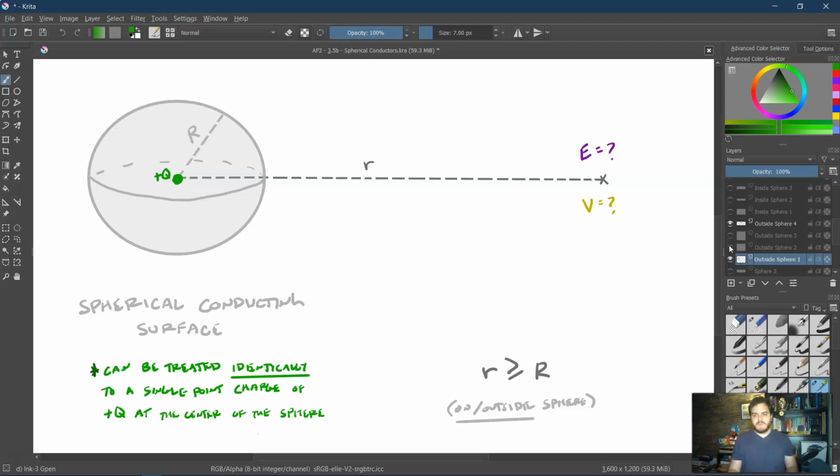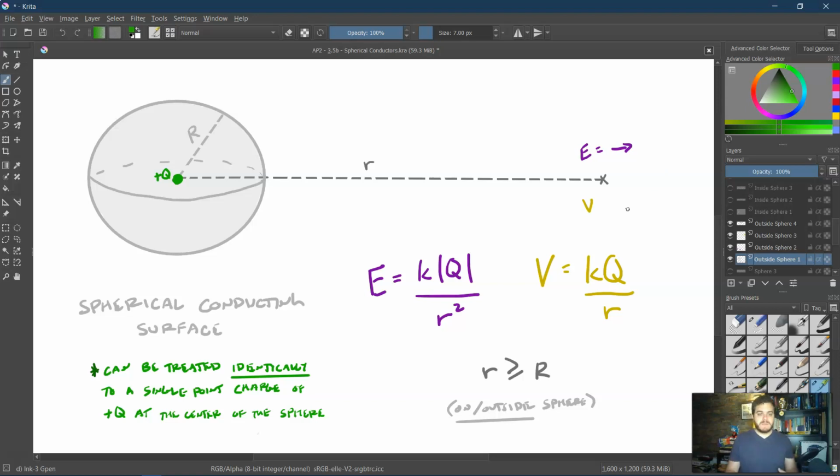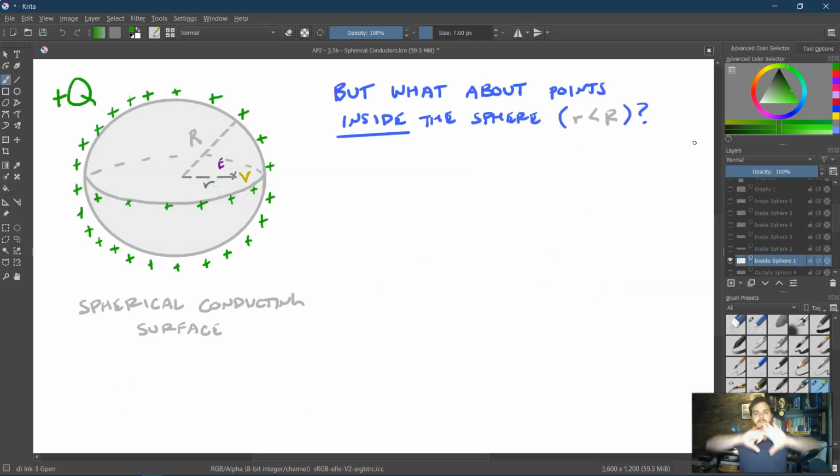And to do that, well, we just use the equations we already talked about earlier. E is kQ over r squared, V is kQ over r, the electric field will go to the right because that's the way a positive test charge goes, and the electric potential will be positive because of the fact this is a positive charge. Nice and simple. However, that was only talking about places outside of the sphere.